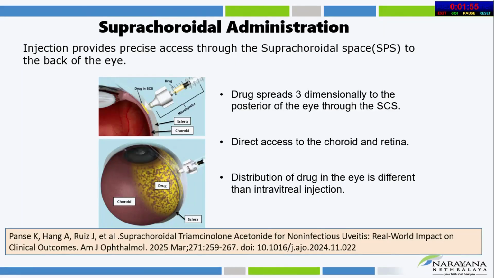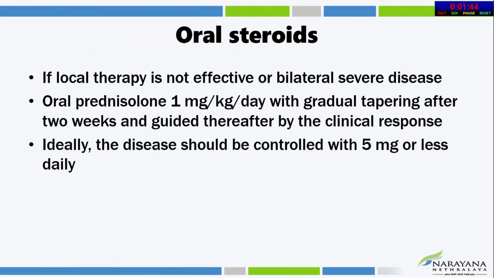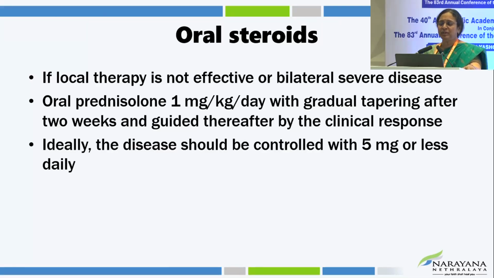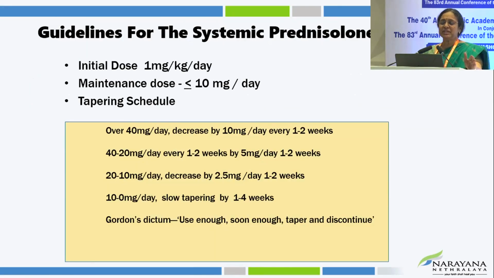Suprachoroidal administration provides precise access to the suprachoroidal space at the back of the eye, and results in control of inflammation and also resolution of the macular edema in non-infectious posterior uveitis. Orals: when local therapy is not effective or if you have bilateral severe disease, we start the patient on oral steroids, prednisolone 1 mg per kg body weight with a tapering schedule. So we start with 1 mg and then gradually taper.